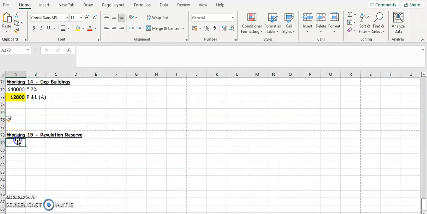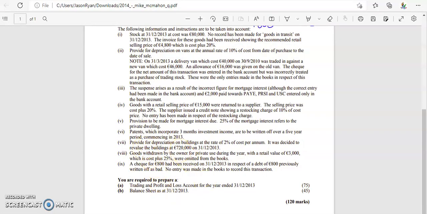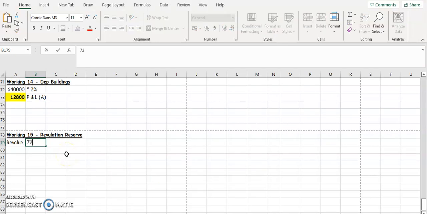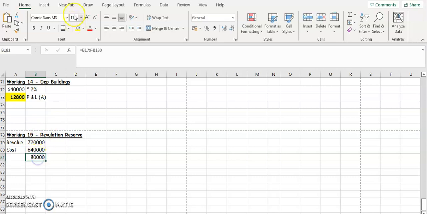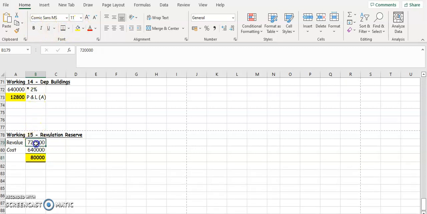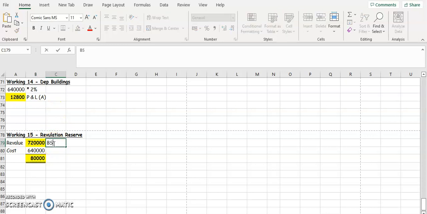Then it says that we've revalued our buildings, so a couple of things we need to do. We're going to take the amount of our buildings, which is 640,000. We'll do the revalue first. So the revalue, we can take the revalue figure from the question, which is 720,000. We're going to see what the new value is, or the increase in the value. We're going to take the cost. I suppose cost would be a better word than the amount. And the increase then that we have is going to be the difference between these two. So 80,000 is going to be the increase in the value of our buildings. Now this 720,000, that's going to be our tangible asset in the balance sheet.